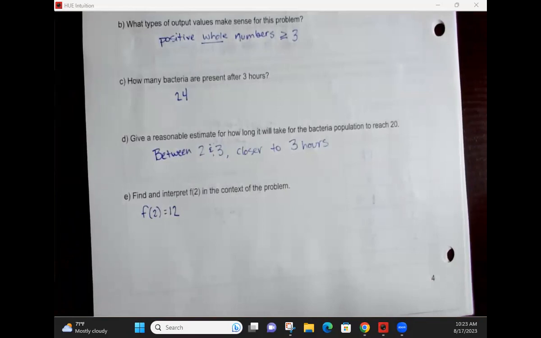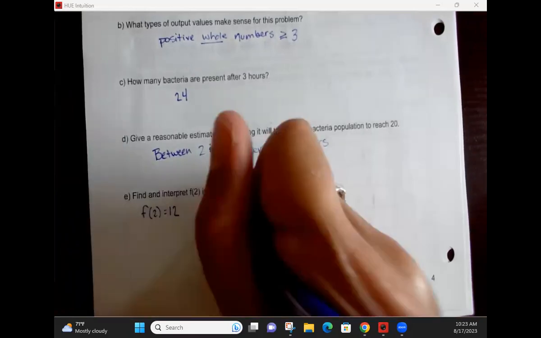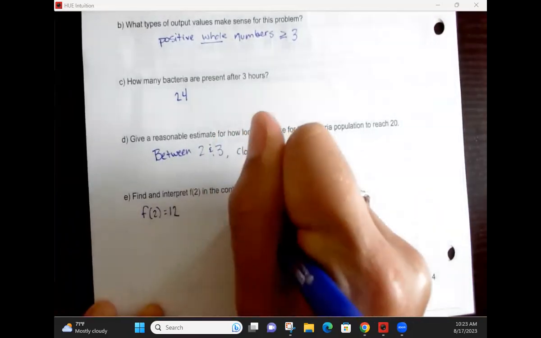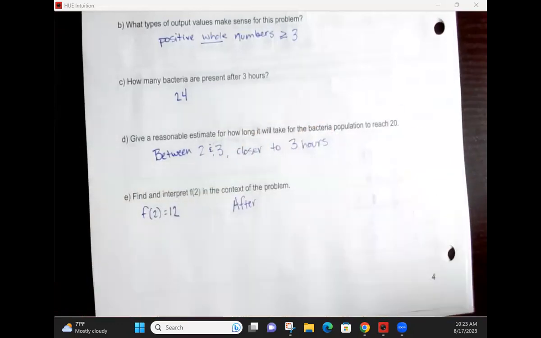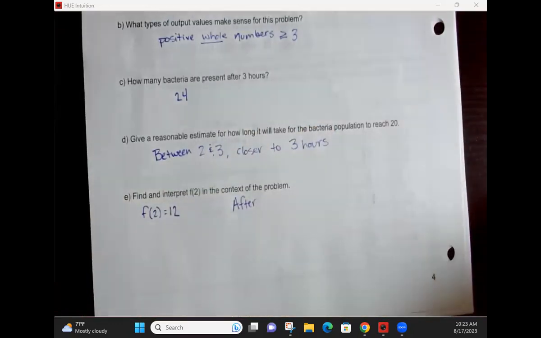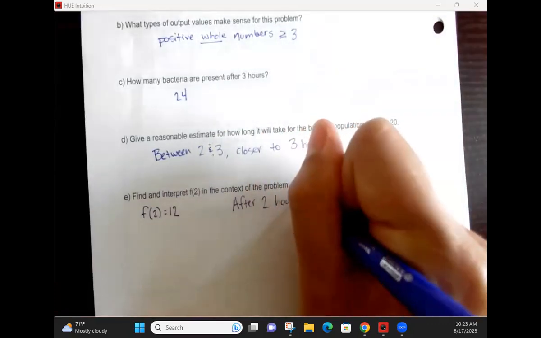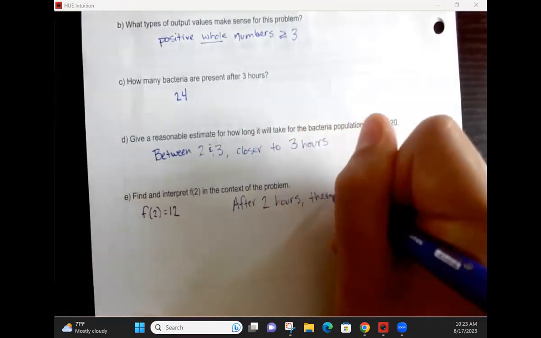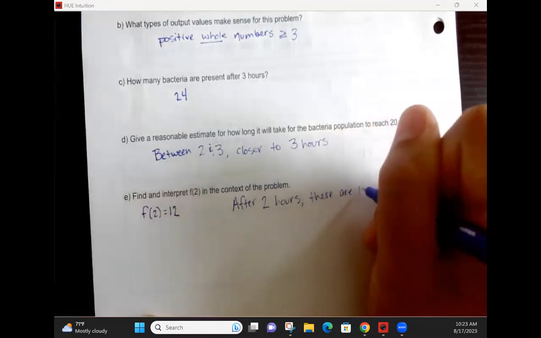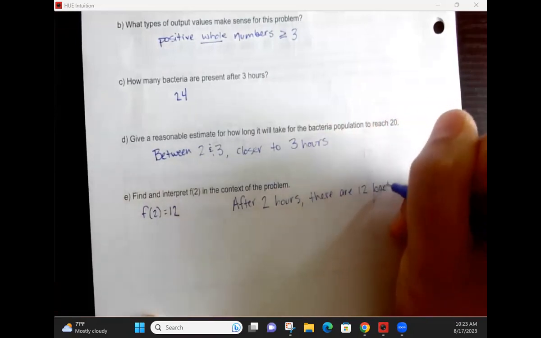After 2 hours, it's 12. Perfect. Find and interpret, the interpret part in the context of the problem. What we're looking for, what are the labels that go on these numbers? 2 what? 12 what? After 2 hours, there are 12 bacteria.